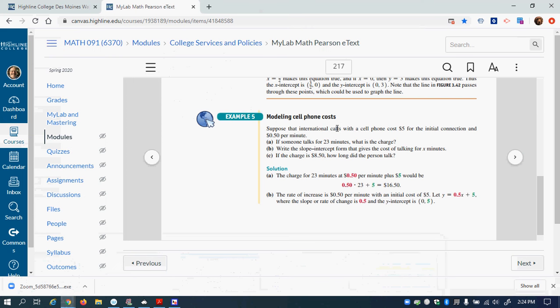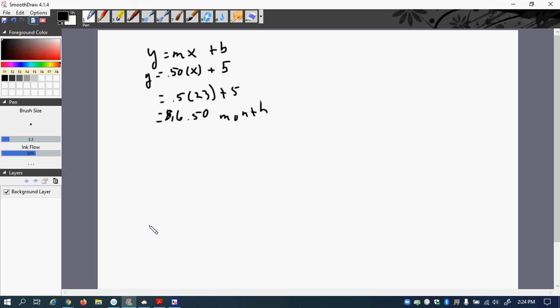And so that's what you see when you go to the next, you see right here, $16.50. Okay? And then the same thing, what is the charge if it's $8.50? How much did the person talk? Okay, so we can do that as well. So if it cost them $8.50 for the month, that would be my total. And then I don't know how many minutes, so that's my x plus the $5.